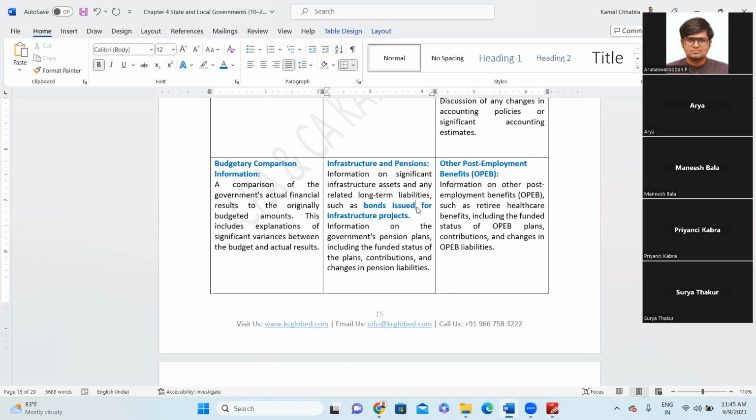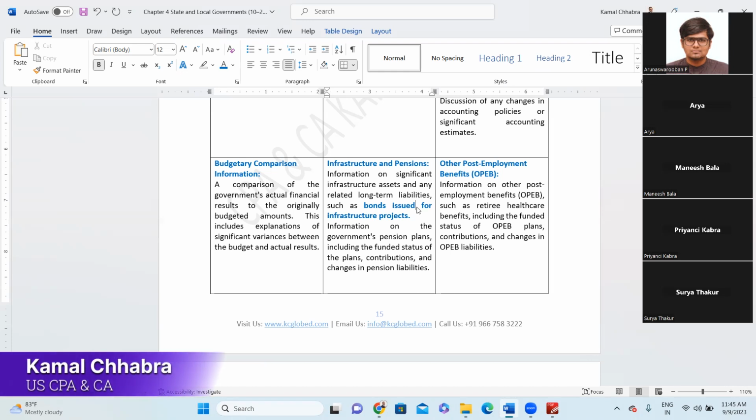Okay. Any other thought? Anyone else would like to add something to what Ayush has shared? Gurmehar, Surya, Pranchi, Manish, any idea?